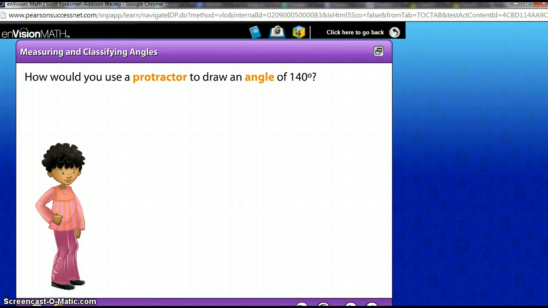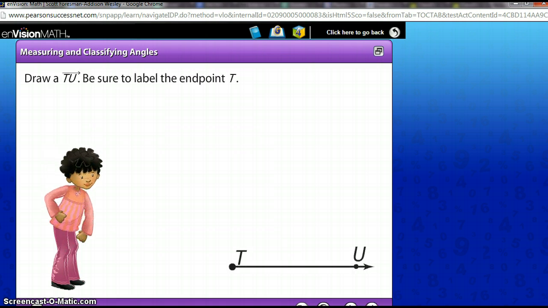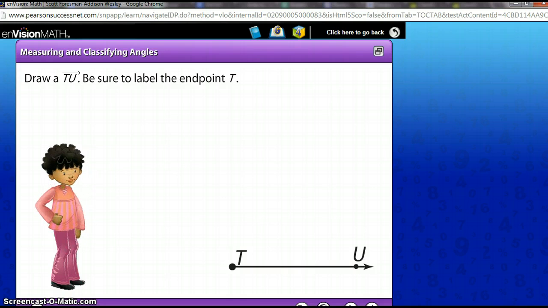Well, some people don't have that little thing in the middle, okay? So let's just let them step us through this because we're running short on time here. Draw a ray, TU. Be sure to label the endpoint T. So that's what you would do first. Now, these are random letters. It's not like you have to use the letters TU all the time. We could have used AV or CV or something like that. Normally they're letters that follow each other in a sequence though, just so you know.